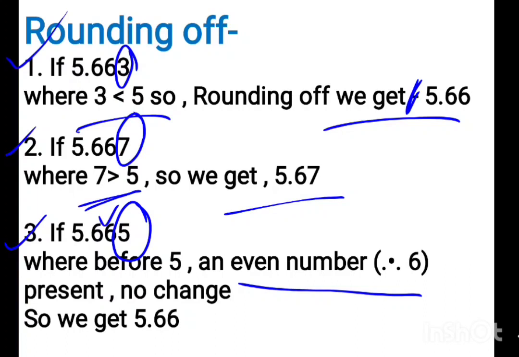Okay, next one, when 5.667, 7 is greater than 5, so that's why there must be +1 added when you round off this number. Okay, তো যখন তুমি রাউন্ড আপ করবে যেহেতু 7 5-এর থেকে বড়, দ্যাটস ওয়াই +1 তোমার লাস্ট ডিজিটের সঙ্গে জুড়ে যাবে, তো কী হবে 5.67.